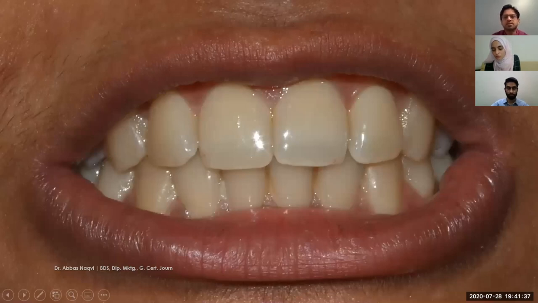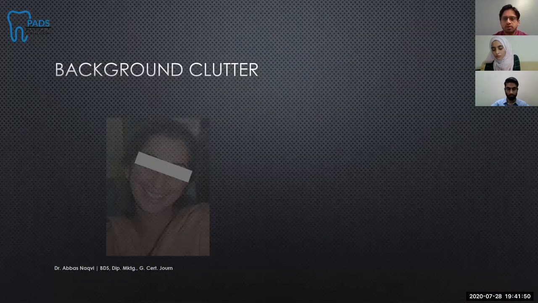Background clutter is something you want to avoid. See in the background, so much going on. This is not acceptable in professional dental photography. You have to have a plain background, either a wall or a mobile backdrop that you can just pull behind the dental chair, block the background view, and then take those photos.